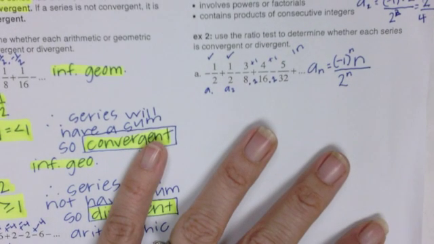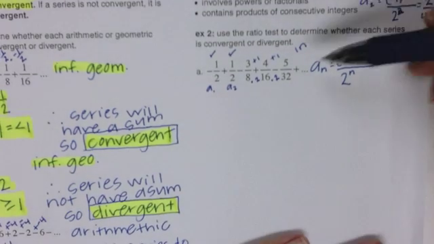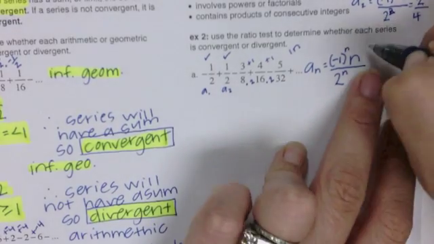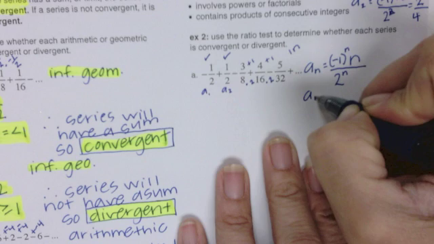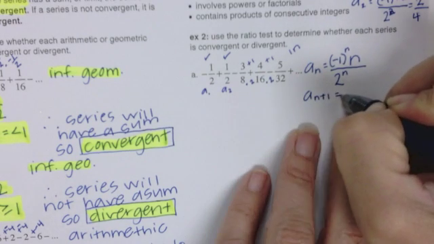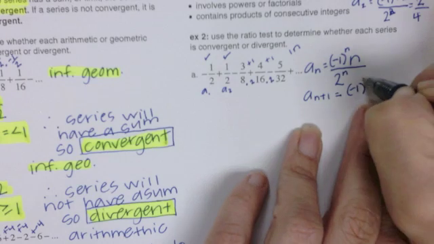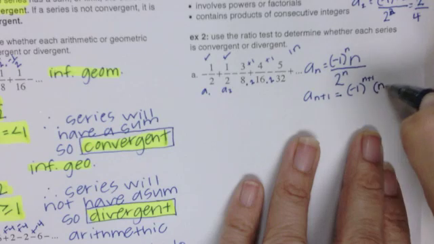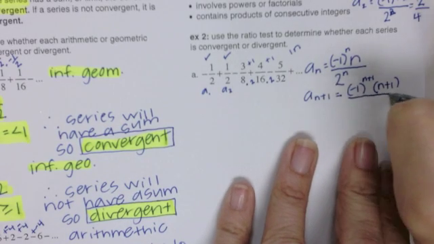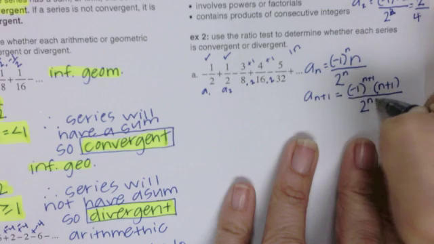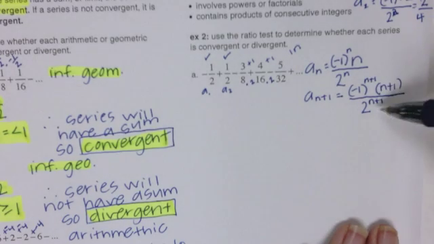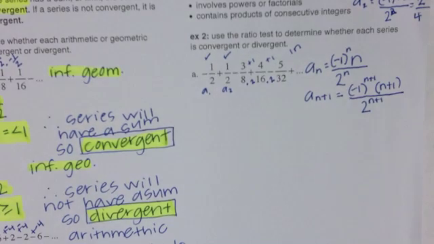Now the other one that we need is a sub n plus 1, which is super easy to find. Everywhere there's an n, you're going to change it to n plus 1. So a sub n plus 1 equals -1 to the n plus 1 times n plus 1, all over 2 to the n plus 1. So there were 3 n's and I changed them all out for n plus 1's. Okay? Why do I need to do that?